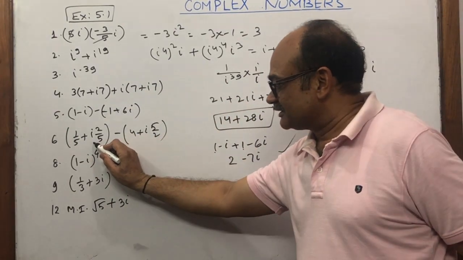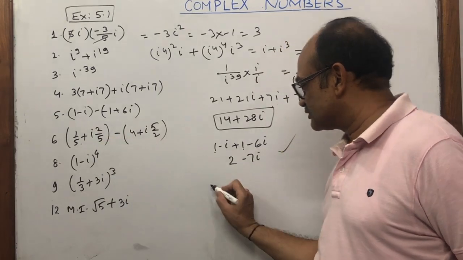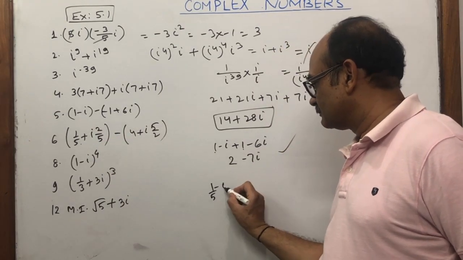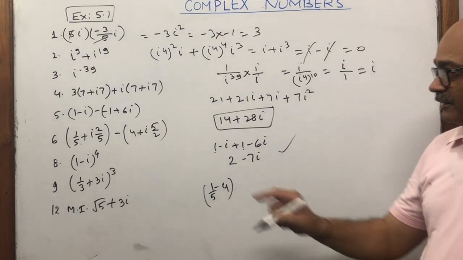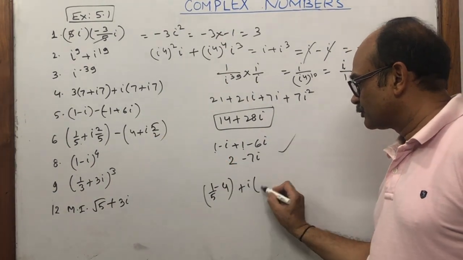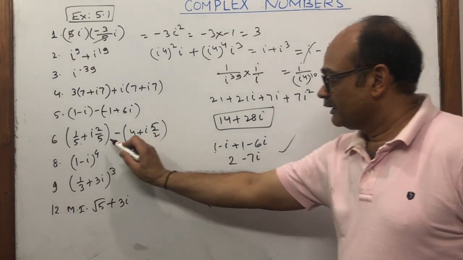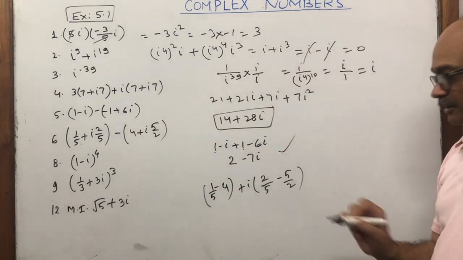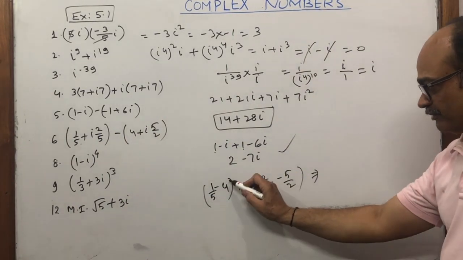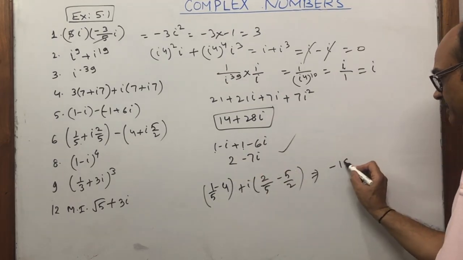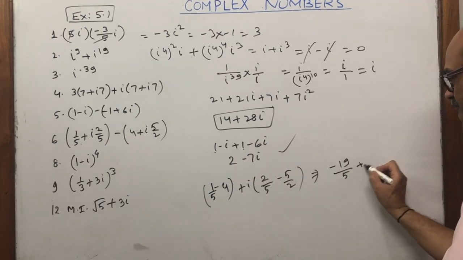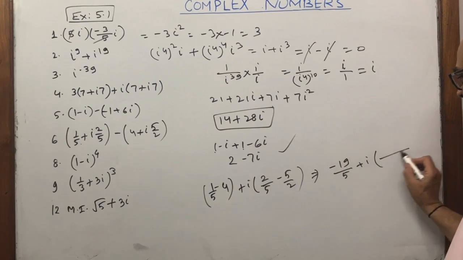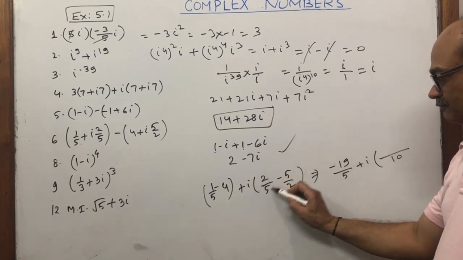Again, a similar question. 1 by 5 minus 4, the real part. Imaginary part, 2 by 5 and minus 5 by 2. Now simplify. 5, 4, 20. So minus 19 by 5 plus iota. LCM 10. 4 minus 25.